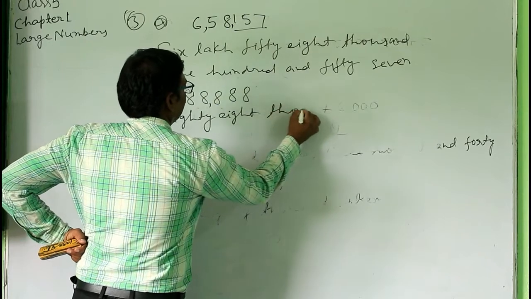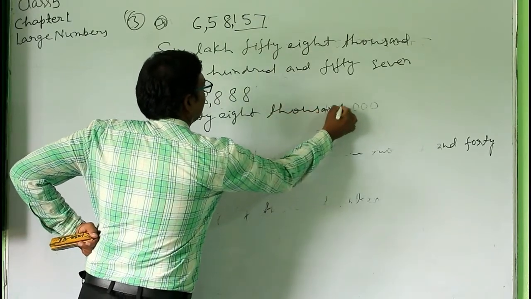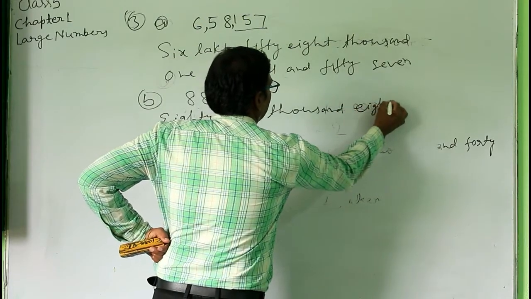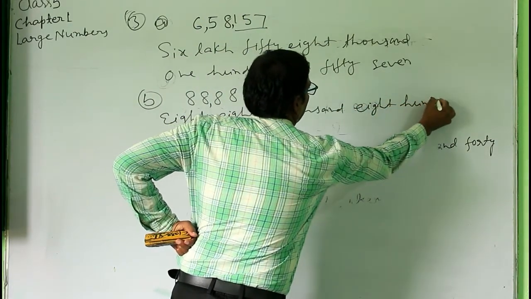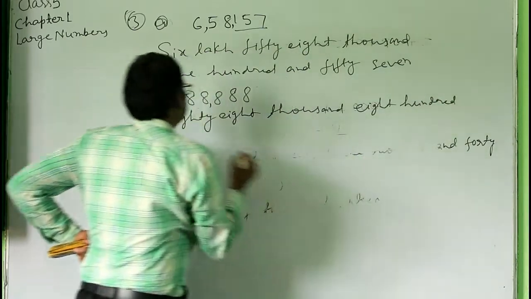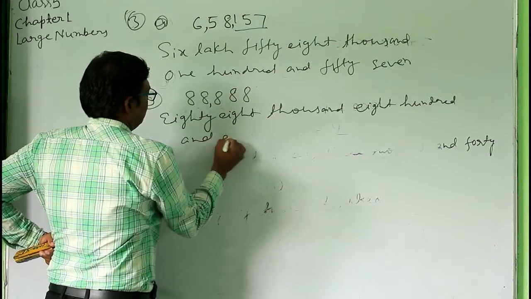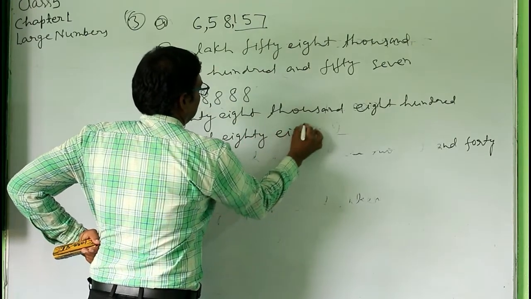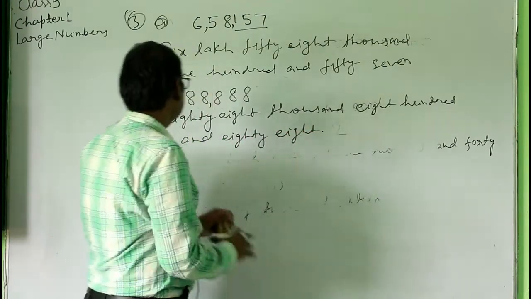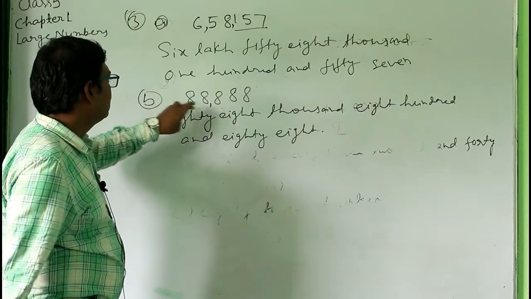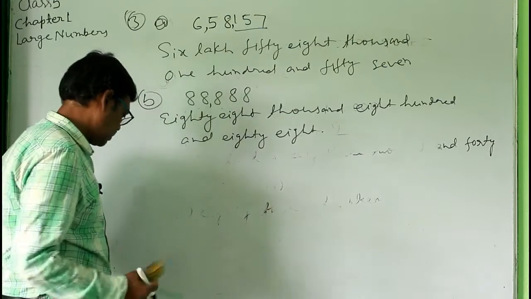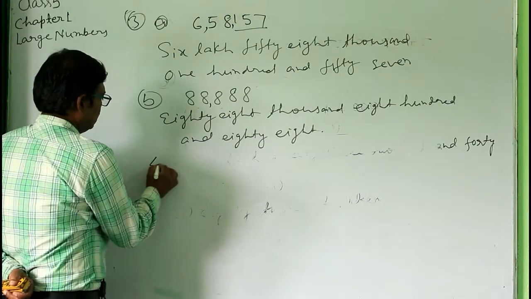88,000, 800, 100 and 88. This is the answer of this question, 88,888. Okay. So the question number 4 is here, fill in the blanks.